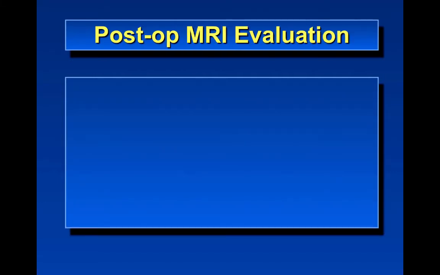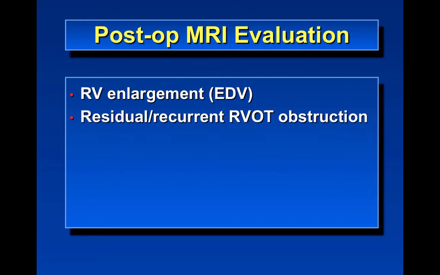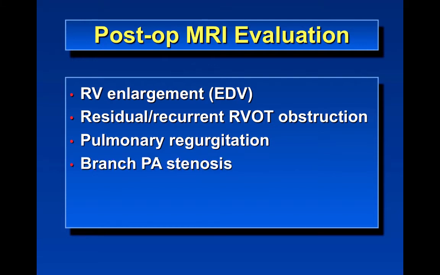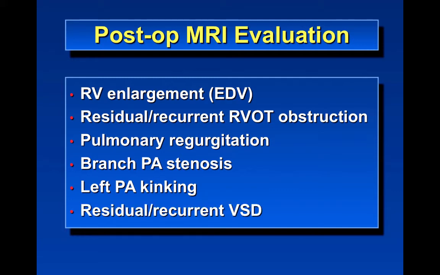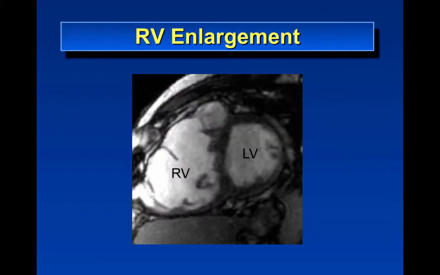So when do we use MRI? Usually in the postoperative setting. And what we want to evaluate is right ventricular enlargement, especially the end diastolic volume. We assess for residual and recurrent right ventricular outflow tract obstruction, pulmonary regurgitation, which is a relatively common complication of the RV outflow tract surgery, branch pulmonary artery stenosis, which can be seen preoperatively as well as postoperatively. Sometimes we see left pulmonary artery kinking in the postoperative setting and residual or recurrent VSD. So these are the various features we should be assessing.